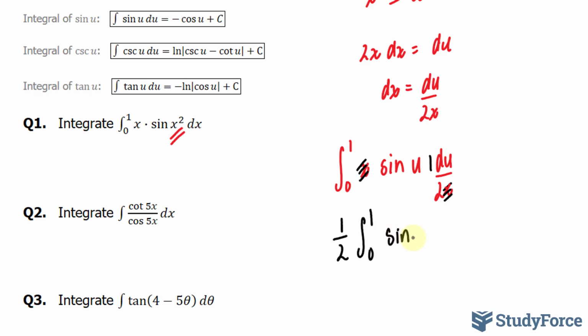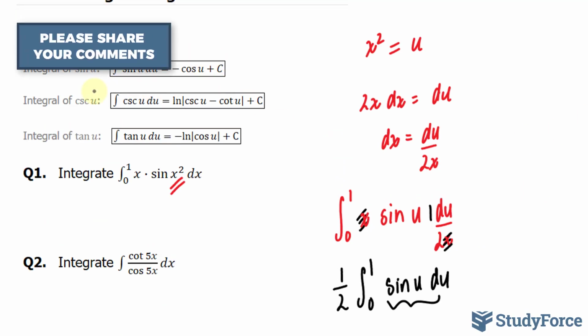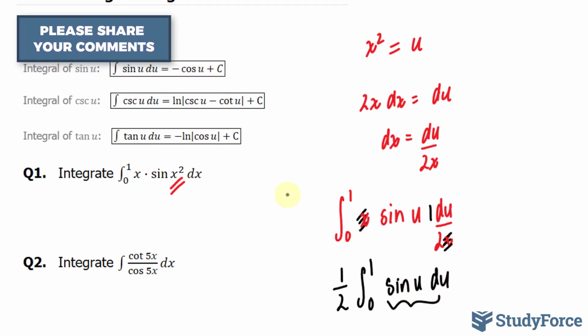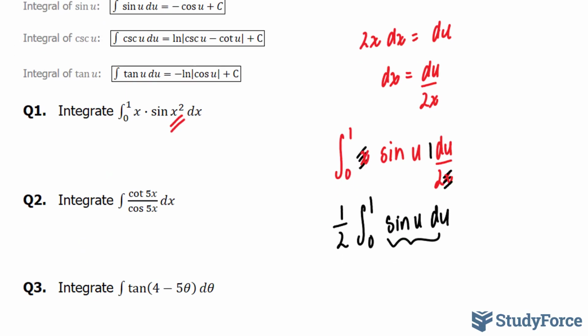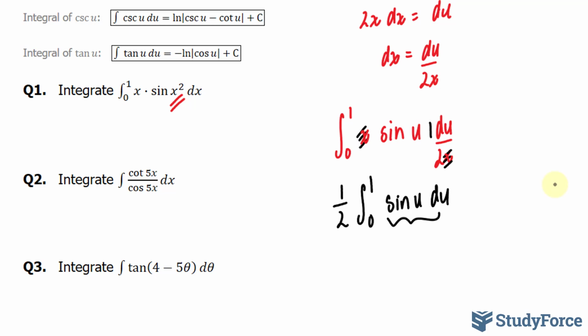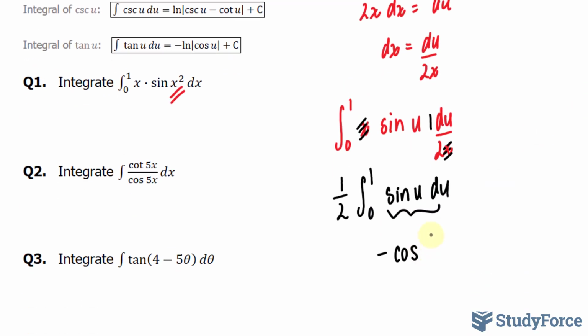So I have sine u du. Now we have an exact match of this rule, where the integral of sine u du is negative cosine u plus c. We won't have a plus c in this example because this is a definite integral. But I'll replace this with negative cosine and what we set u as, which is x to the power of 2. I'll need to evaluate this at 0 and at 1. At this point, you can even pull out this negative, placing it outside, just to prevent any sort of confusion.